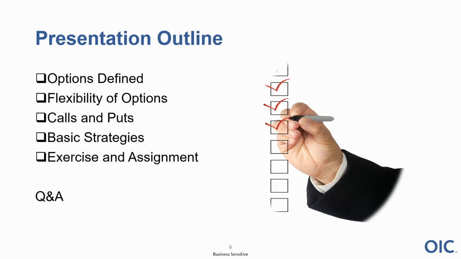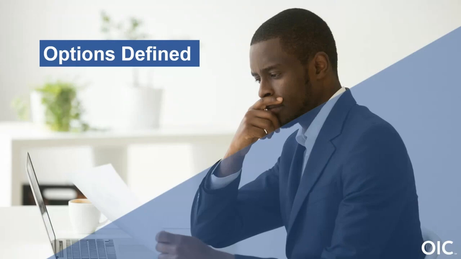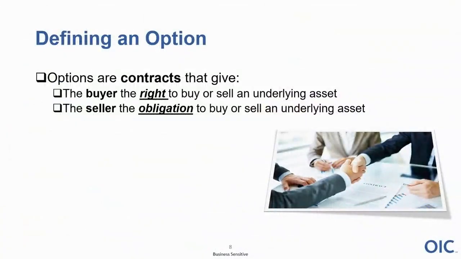So let's go ahead and get into it. Options defined. What are they and why do we use them? At the very base level, options is simply a contract. And just like any other contract, it confers rights and obligations to the buyer and the seller.